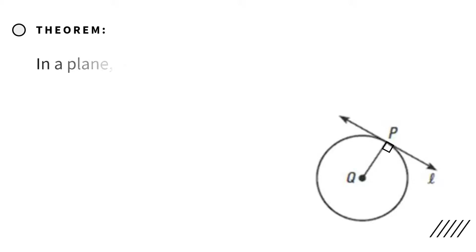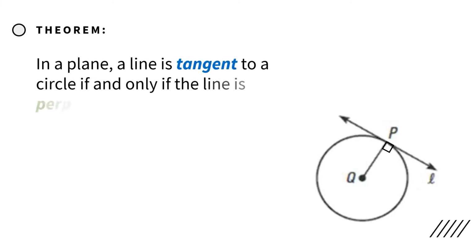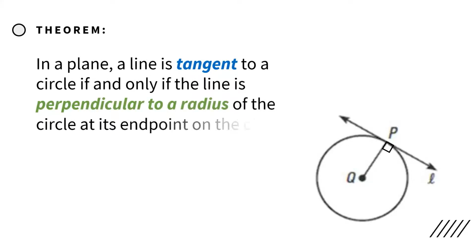Next theorem. In a plane, a line is tangent to a circle if and only if the line is perpendicular to a radius of the circle at its endpoint on the circle. And we call that endpoint right here a point of tangency. Because we see line L is perpendicular to radius QP, that means L is a tangent to the circle at point P.